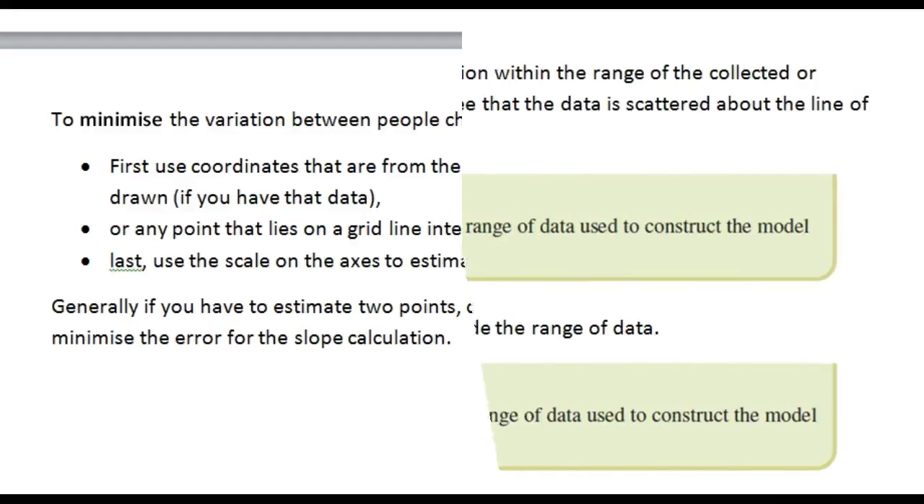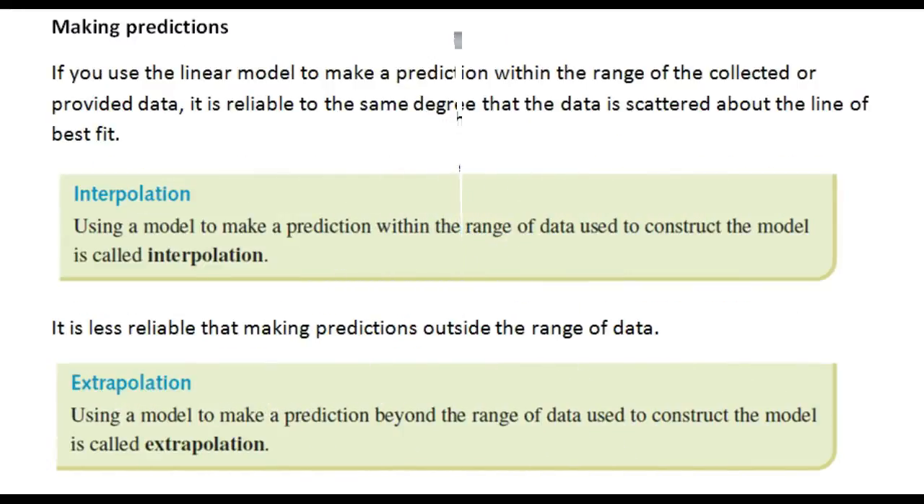Once we have established our linear model, we can use it to make predictions. If you use the linear model to make a prediction within the range of the collected or provided data, it is reliable to the same degree that the data is scattered about the line of best fit. This is called interpolation. Making predictions outside the range of data is less reliable. When we do this, it's called extrapolation.